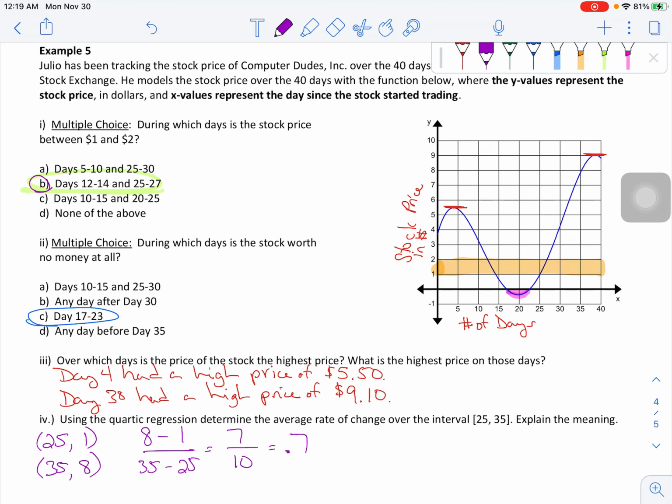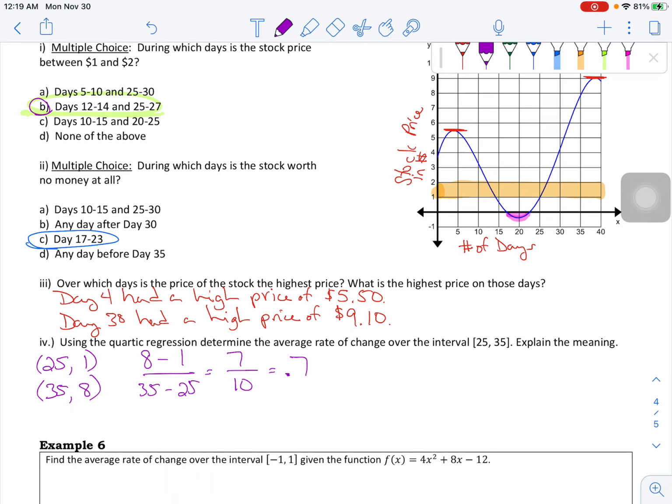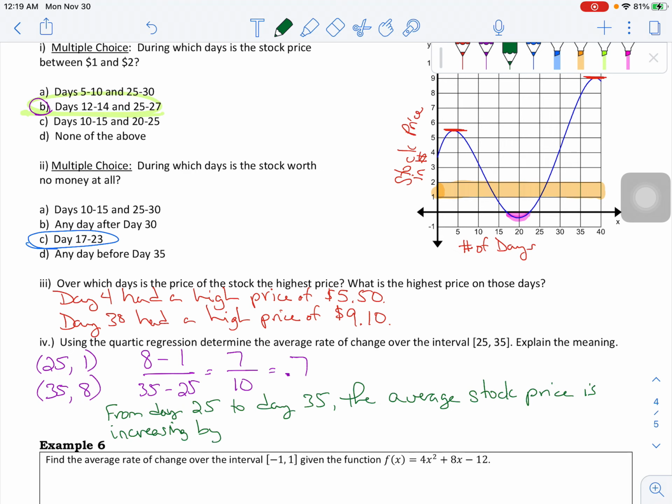And the last part of this problem is explain the meaning. We've talked about this a couple of times, but basically from day, get the right day first, 25 to day 35, the average, this is the stock price, is increasing by 70 cents per day.